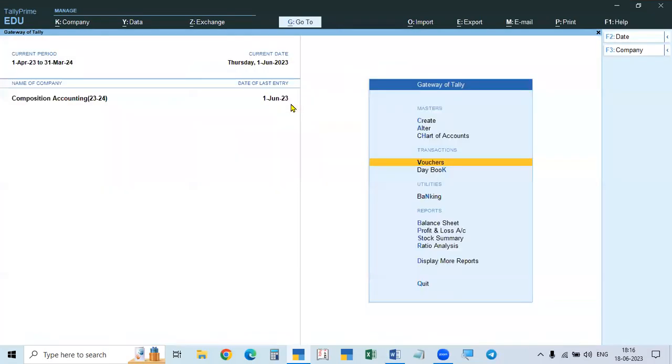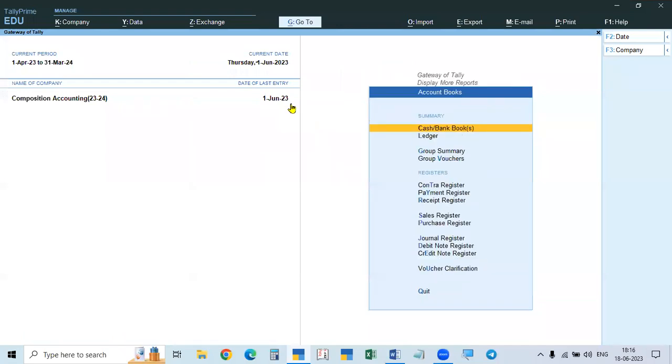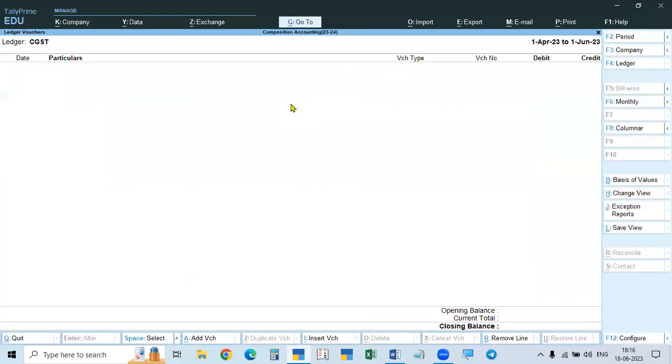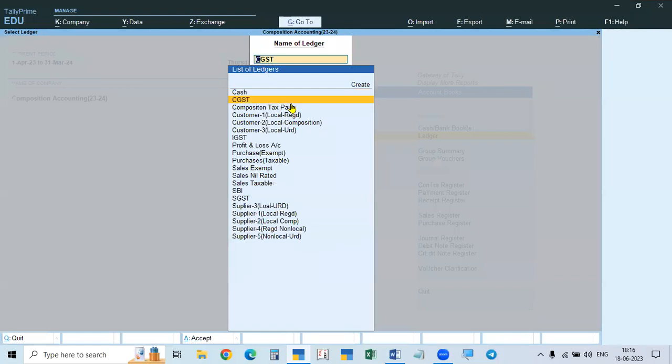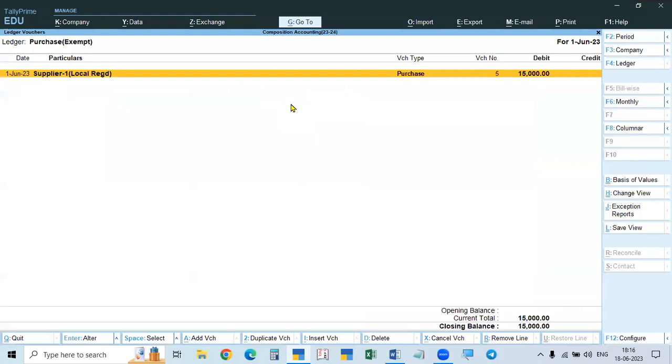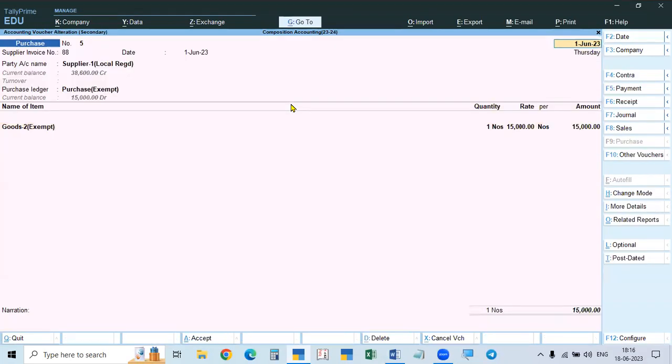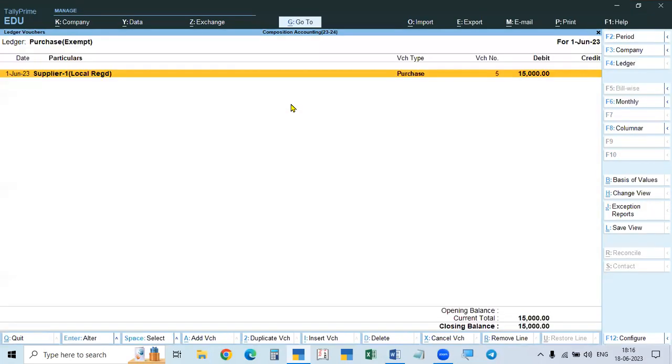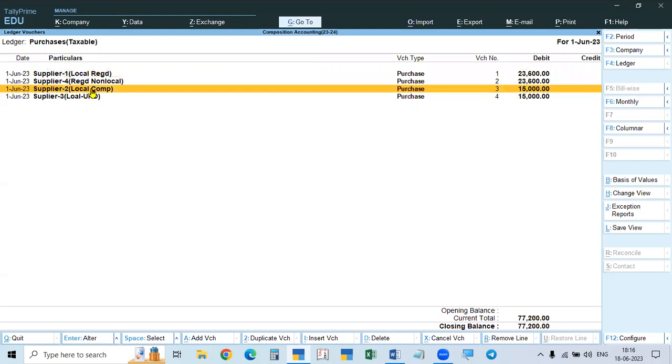If we enter the purchases like that, in all these cases, if you go to the CGST ledger, no amount is in the tax account for all the purchases, and the purchase is exempt, only the value without tax. And if you take purchases taxable, see, in these two cases they are exempt. Local composition dealer, he cannot levy tax. Here, unregistered dealer, he cannot levy the tax, only taxable value, no tax.